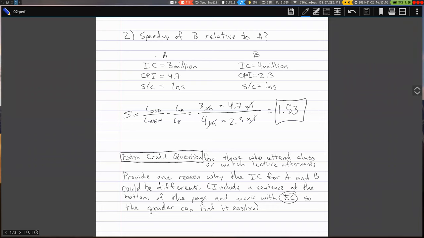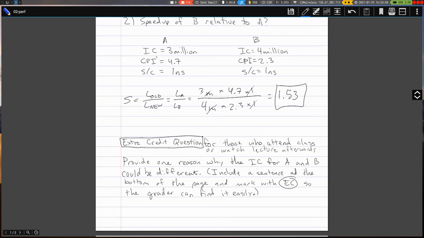One other thing, since you're attending, you get a little bit of extra credit. Just at the bottom of your worksheet, write one reason why the instruction count for A could be different than the instruction count for B. Just a few words, and then mark that with EC so that the grader can find it. What we mentioned about different instruction set architecture is one acceptable answer. There are others. Okay.